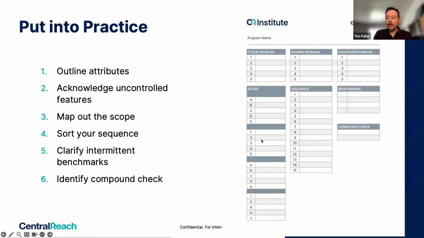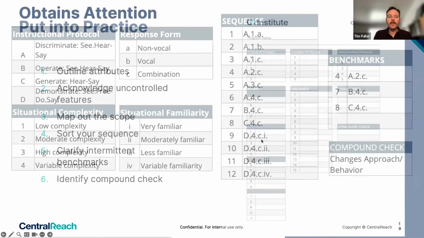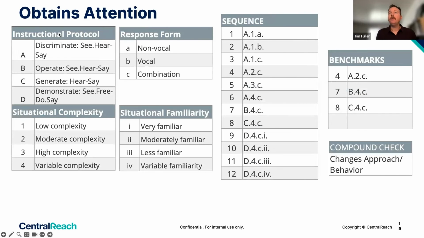And then what you do, just to give you an example of what this looks like. So if I was working on the skill obtaining attention, I outline those types of variables, and then I sequence them all. And you can see in that sequence, and we don't have to go into any of the detail in here. This is really just an expression of what this looks like.